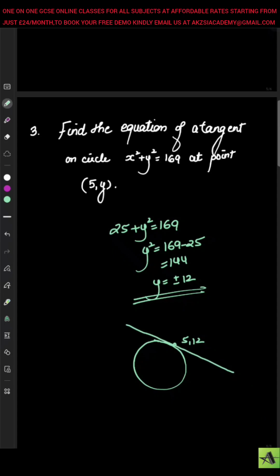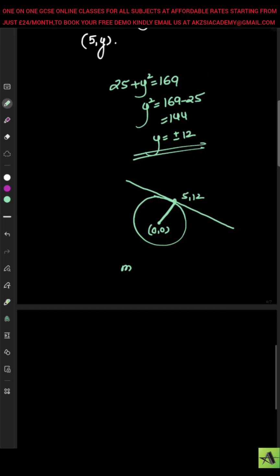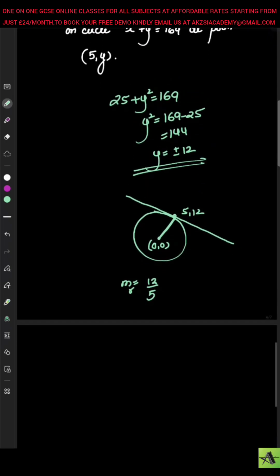I told you that we cannot find the gradient of this tangent until we have the other point, and for that we'll start with this radius. Obviously the equation is x squared plus y squared equals 169. So I'm going to take (0, 0) and find the gradient of this radius, which is change in y over change in x. 12 minus 0 over 5 minus 0, that is 12 over 5. If the gradient of the radius is 12 over 5, then the gradient of the tangent is going to be the negative reciprocal, which is negative 5 over 12.